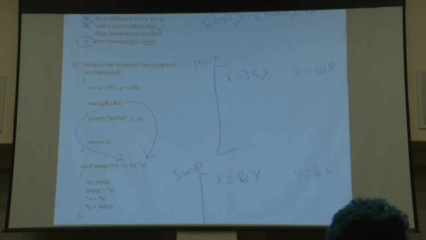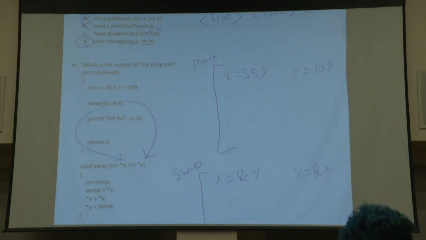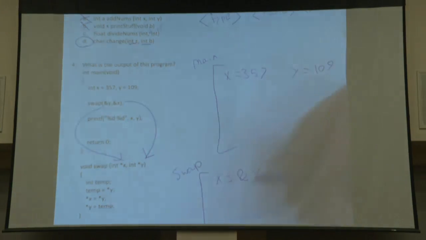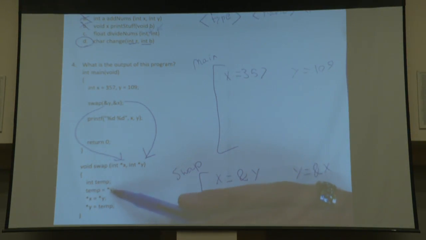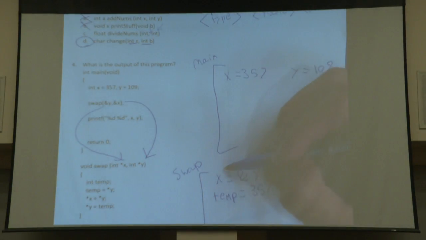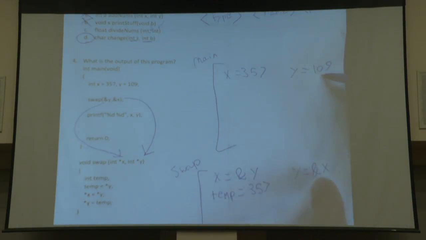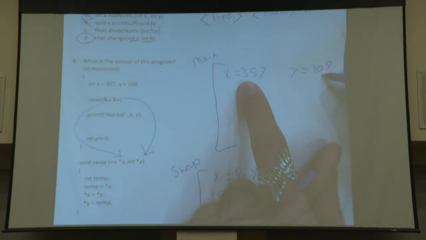Everyone's with me? Yeah? I'm going to need some vocal affirmation because I can't see your faces. Yeah? Okay, cool. So we go with temp, right? Now we have temp in here. And we say temp is equal to dereference y. So we go to y, we dereference it, which means go to the address of, and we have 357 here. Then we dereference x, so we go to y in main, and we say it's equal to dereferenced y, which is 357. Still with me?